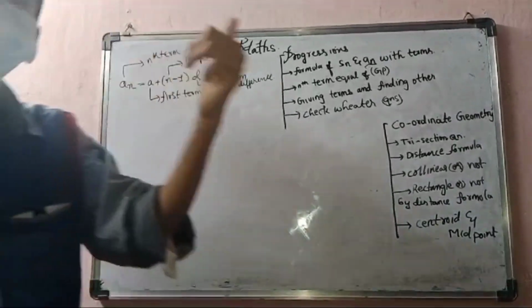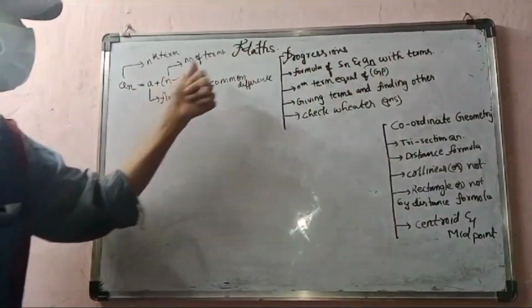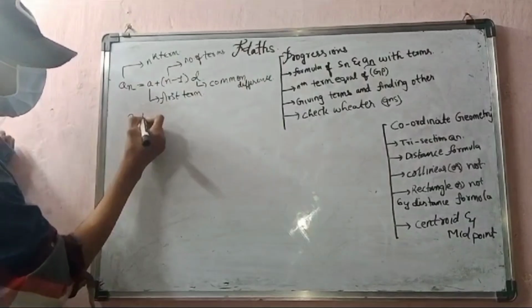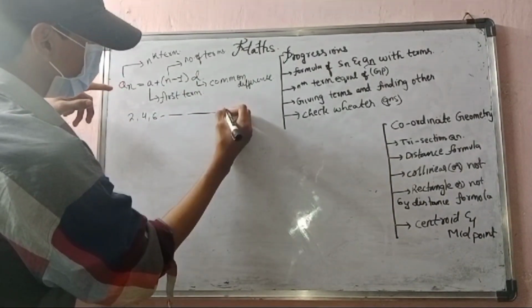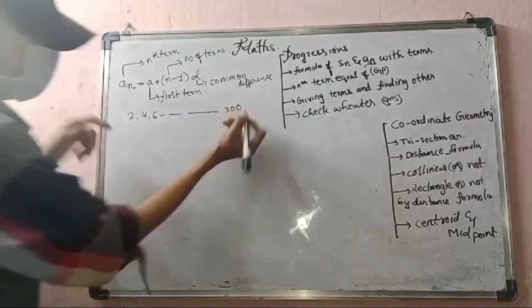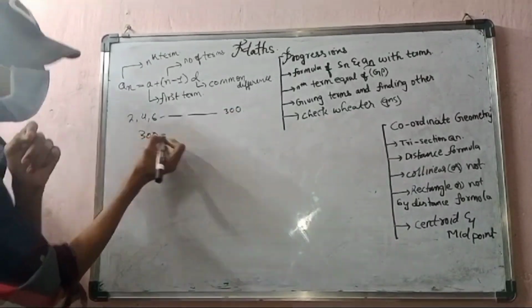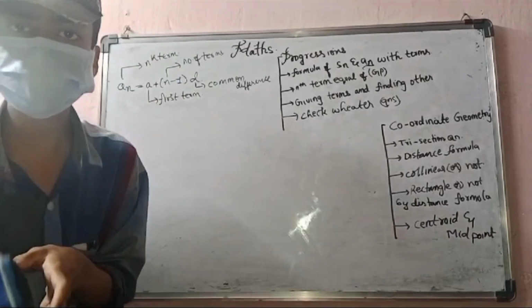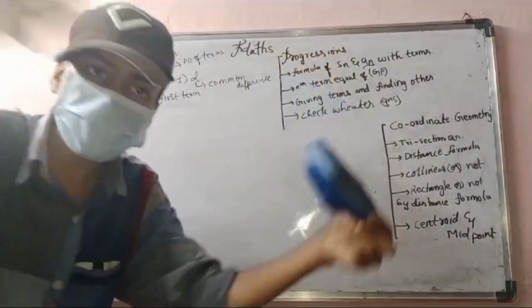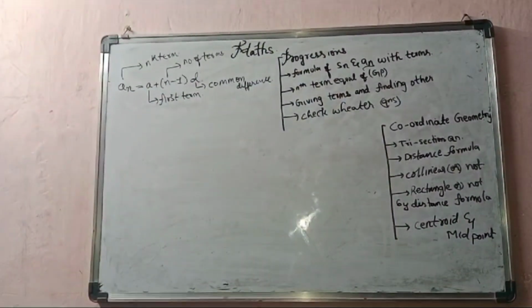An here refers to the nth term of an AP. Here n refers to the number of terms. Suppose the AP is 2, 4, 6, and so on. Here the last term is, suppose, 300. So here 300 is nothing but An. It is the last term of an AP, the nth term. Clear?